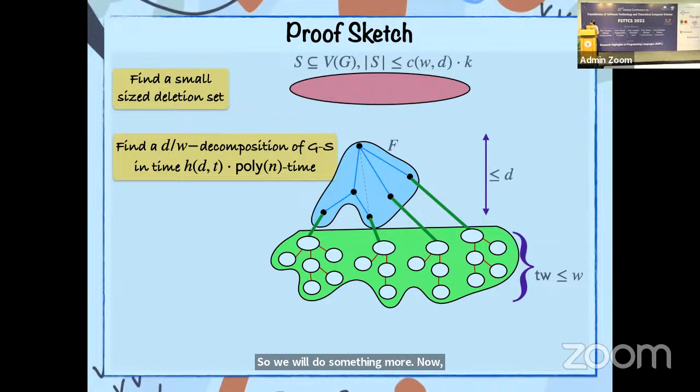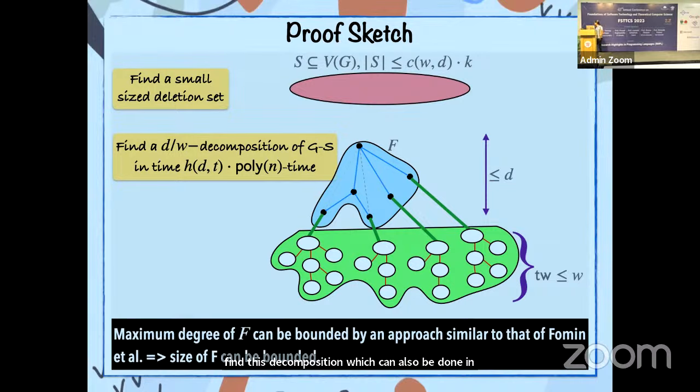Now what we do is, we find such a deletion set, which can be done in polynomial time for fixed W and D. Similarly, we find this decomposition, which can also be done in reasonable amount of time. And now, following the approach of Fomin et al, we can bound the maximum degree of a vertex in the interior part. The tree that we have here, the maximum degree of a vertex there can be bounded.